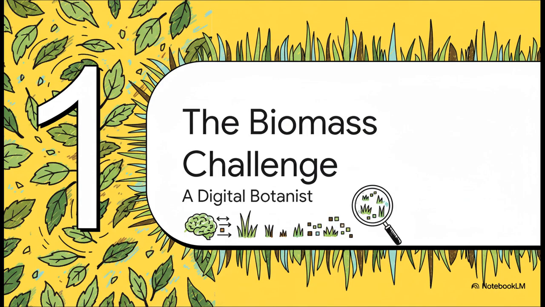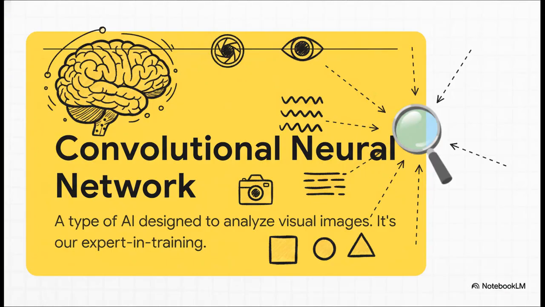Okay, so here's our first big hurdle, the training. We've got to take a general-purpose AI and turn it into a real specialist, right? Kind of like a digital botanist that can look at a bunch of pixels and somehow understand what's grass and how much of it there is. And the tool for this job? It's something called a convolutional neural network, or a CNN for short. Now, you can think of a CNN as an artificial brain that's been specifically built for vision. It's a natural at spotting patterns, textures, and shapes in pictures, which makes it pretty much perfect for what we need. This CNN is our expert in training.